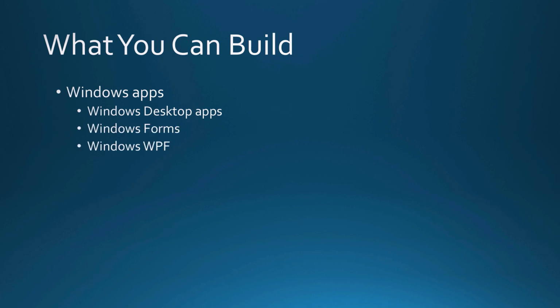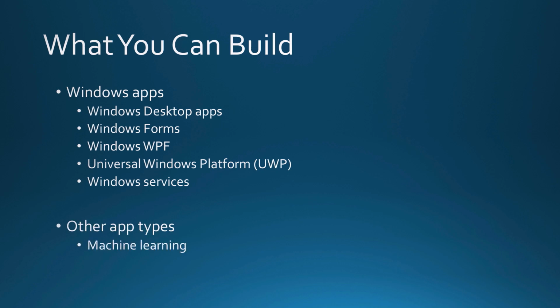You can also build Windows applications. So that includes Windows desktop applications, Windows Forms, Windows WPF, or Universal Windows Platform applications, and even Windows services. A couple other application types you can build are machine learning apps and Internet of Things.